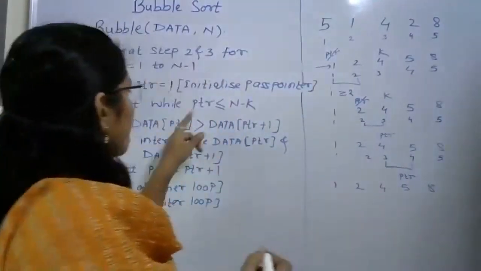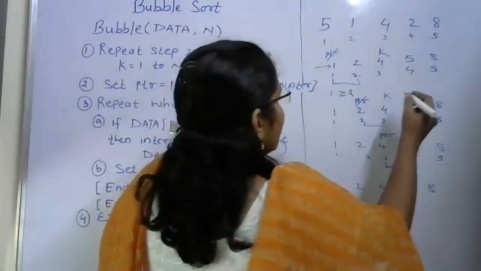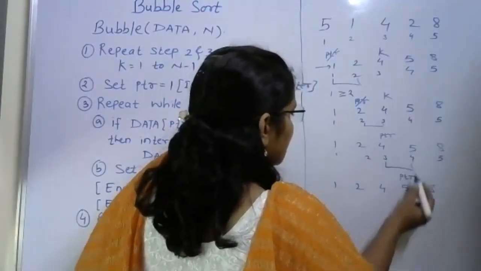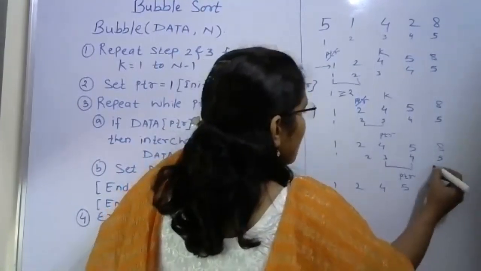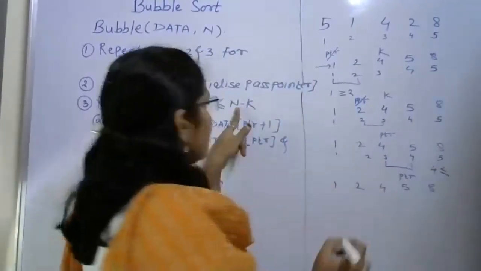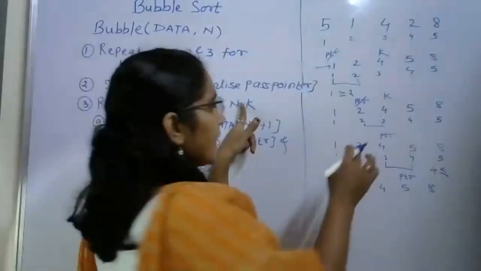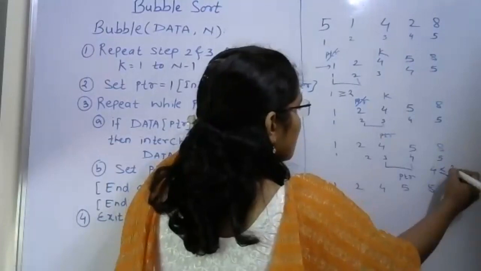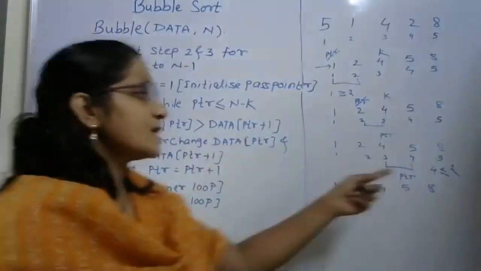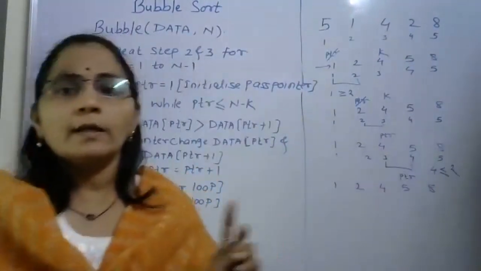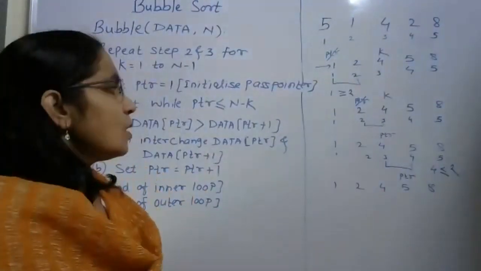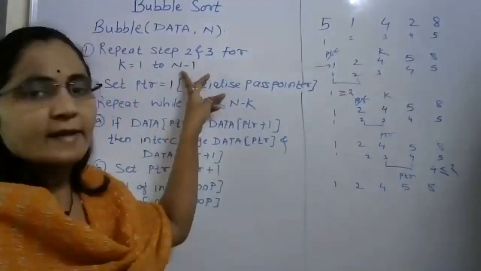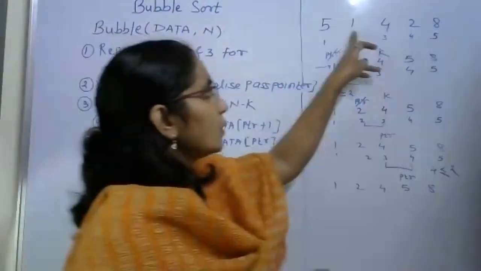And now you check whether PTR is less than n minus k. PTR means your PTR is at the fourth location. So is 4 less than n minus k? N means 5 and k means 3, so 5 minus 3 is equal to 2. Is 4 less than or equal to 2? No. Here the third pass ends. So now the last pass, the fourth pass, because we require n minus 1 passes, and we have a total of 5 elements.